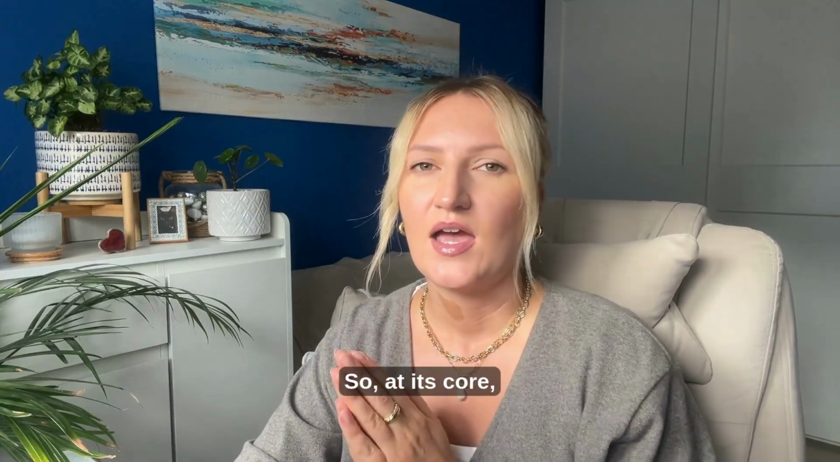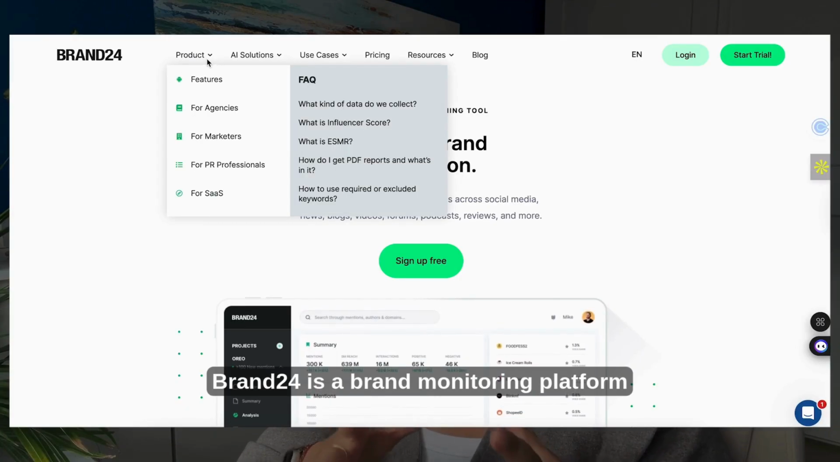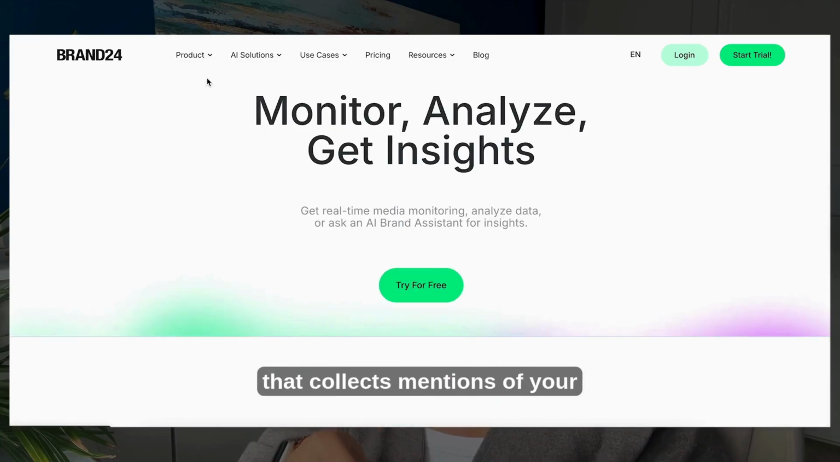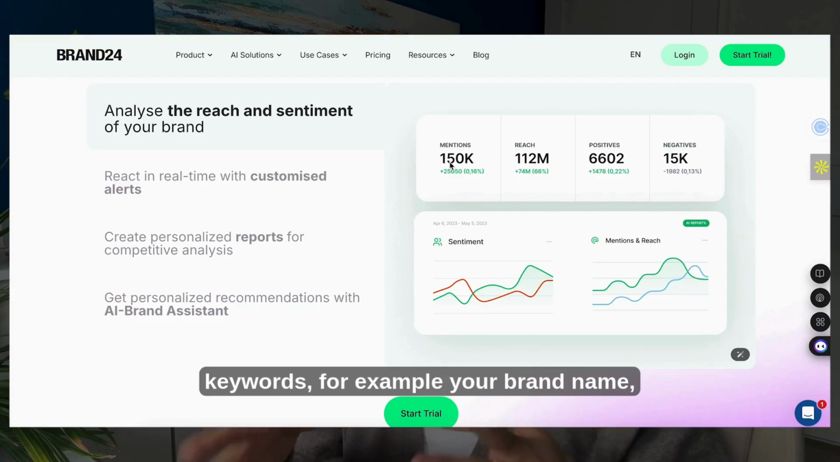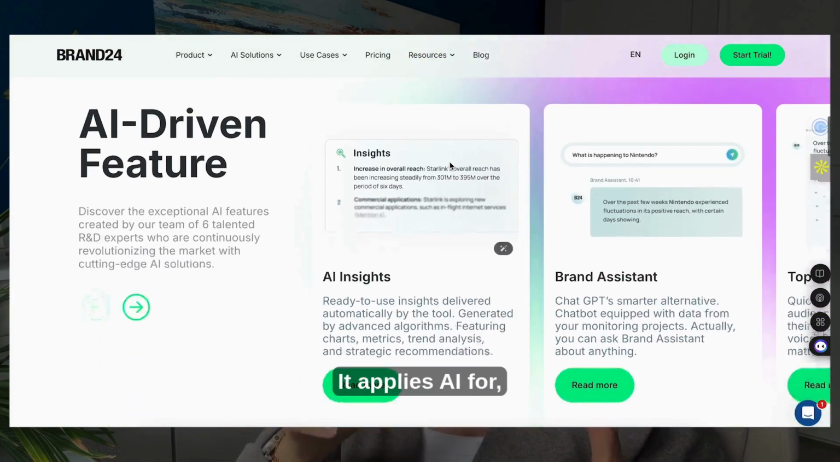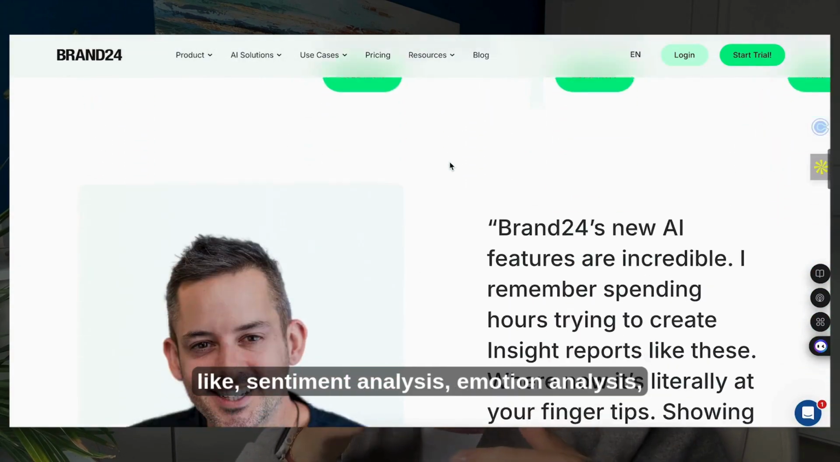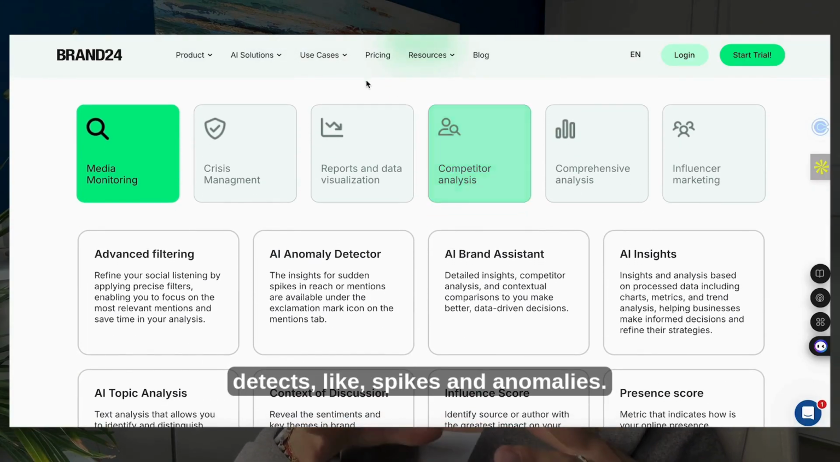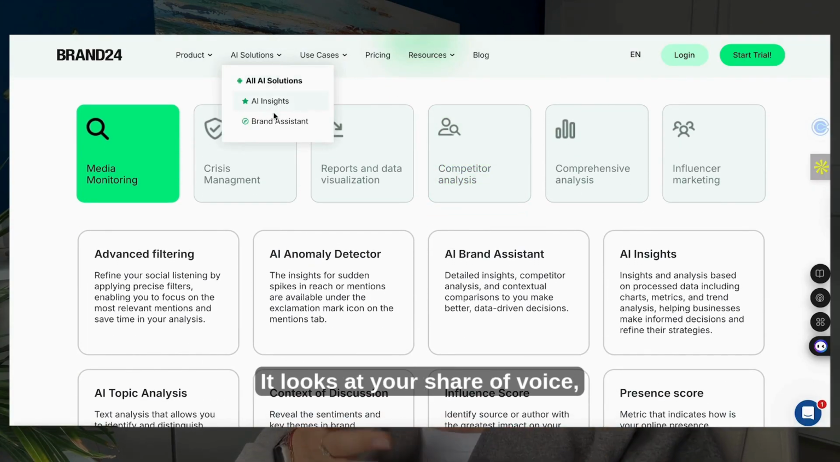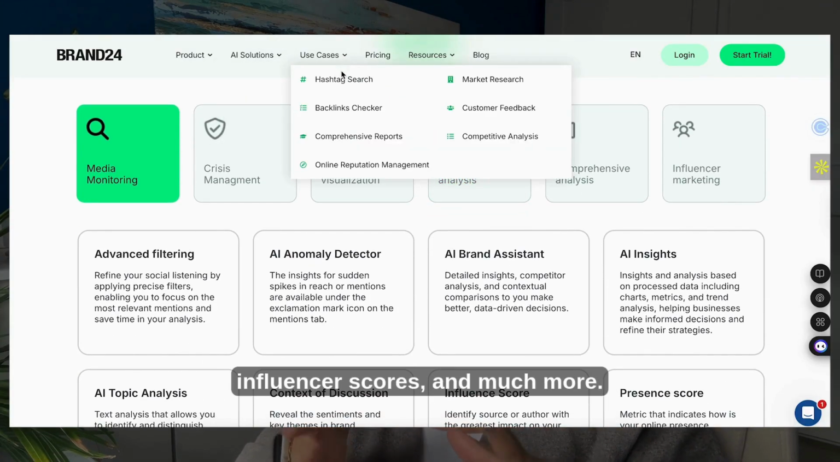So at its core, Brand24 is a brand monitoring platform that collects mentions of your keywords, for example, your brand name, across digital media. It applies AI for sentiment analysis, emotion analysis. It detects spikes and anomalies. It looks at your share of voice, influencer scores, and much more.